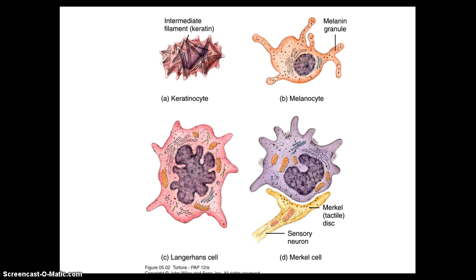The last type of skin cell is a Merkel cell. These are also known as tactile or sensory cells. Merkel cells are present in the stratum basale, and they are associated with sensory neurons. A compression of the Merkel cell will lead to a release of a neurotransmitter.